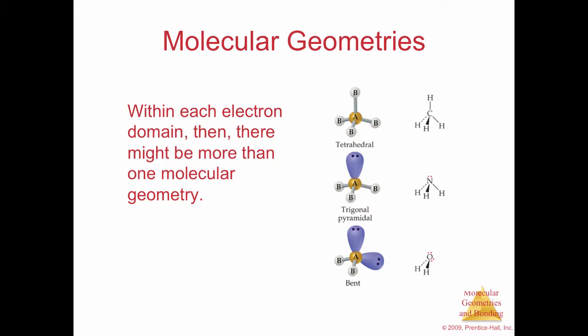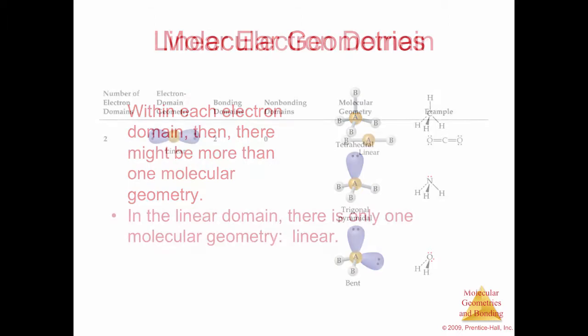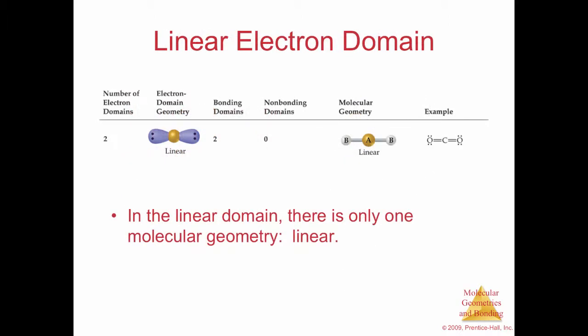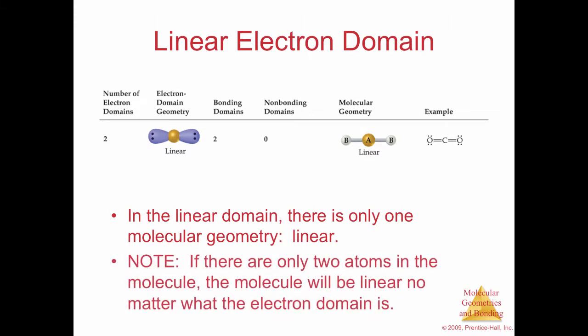So if we're looking at tetrahedral, we could have tetrahedral, we could have trigonal pyramidal, as in the case of the ammonia molecule where there's 1 lone pair, or we could have bent if there were 2 lone pairs and 2 bonded pairs. In the linear domain, there is only one molecular geometry, and that is linear. Note, if there are only 2 atoms in the molecule, it will be linear no matter what the electron domain is.